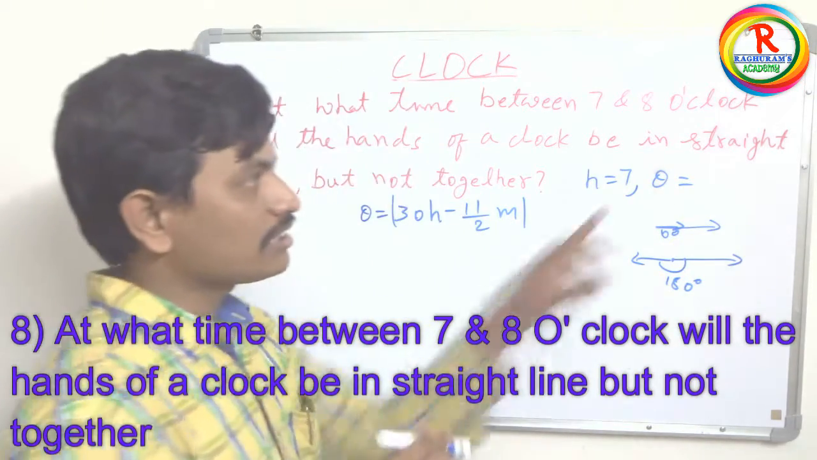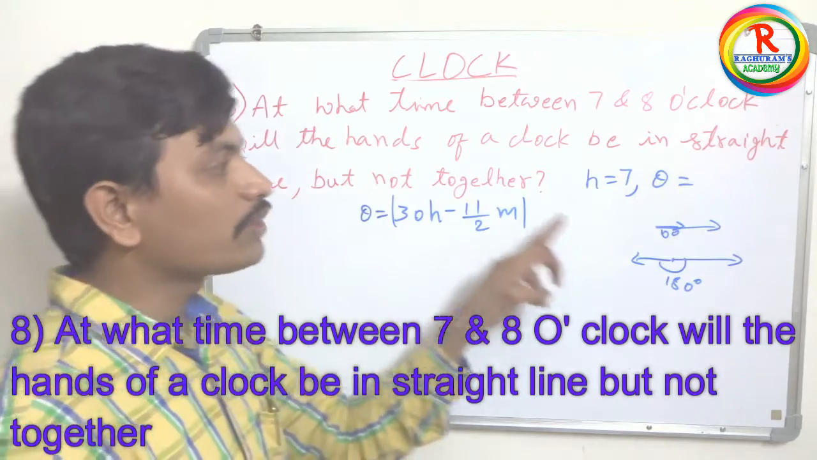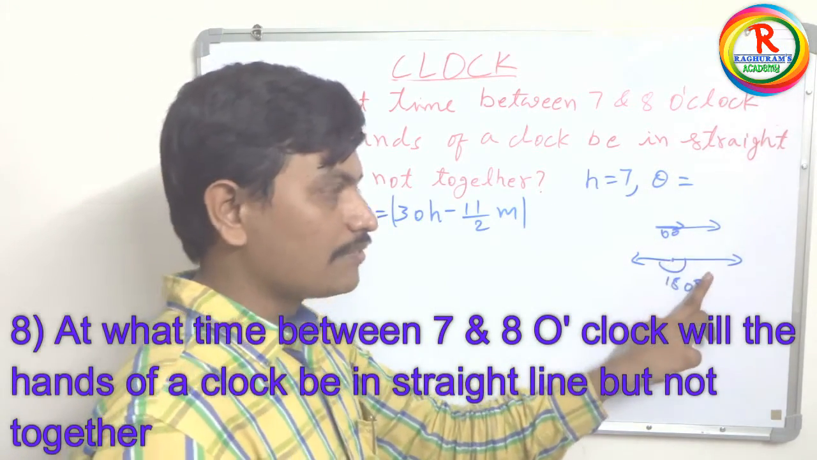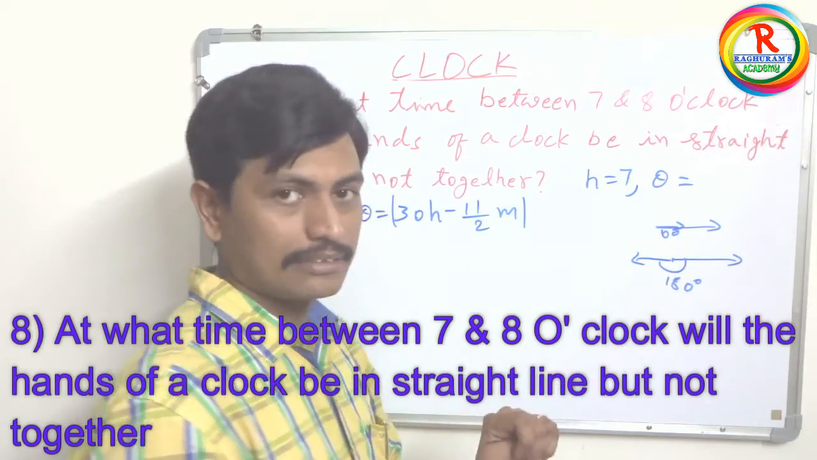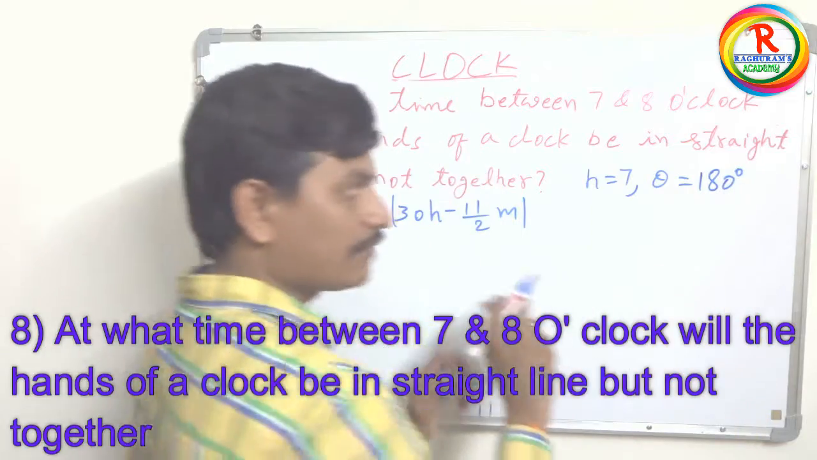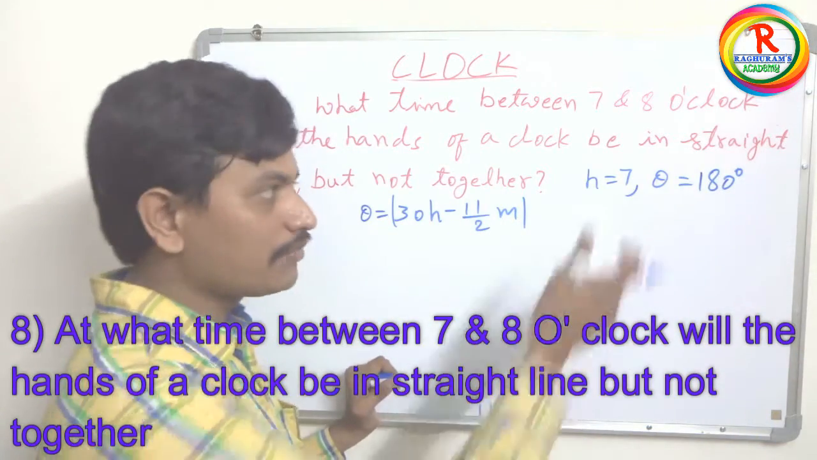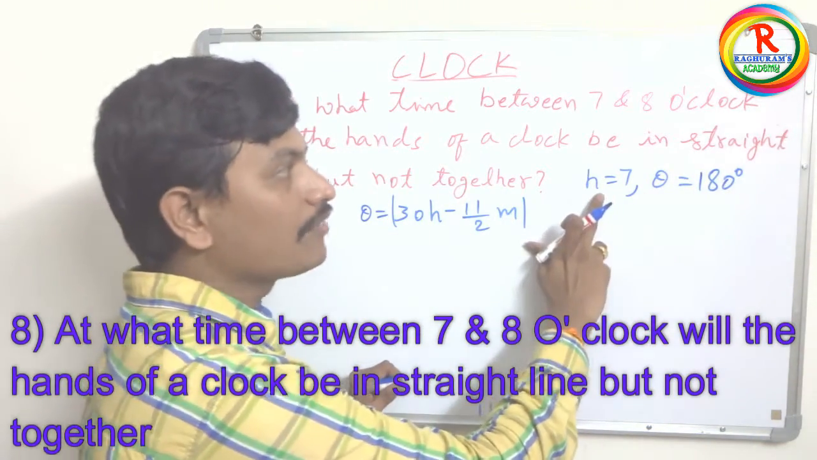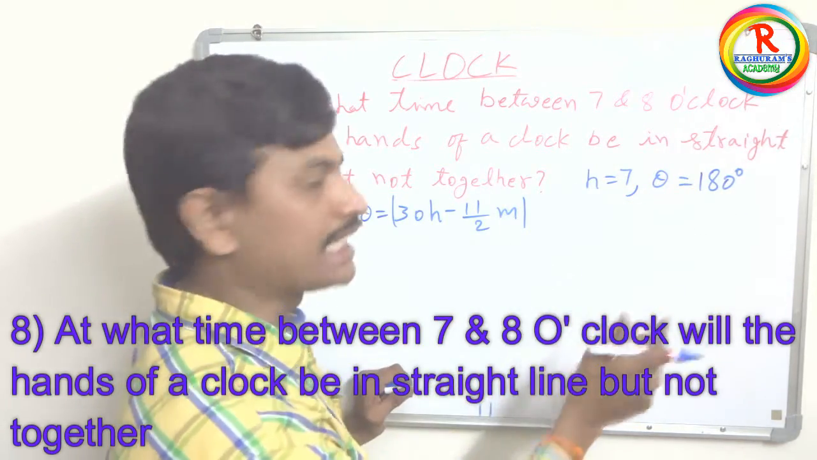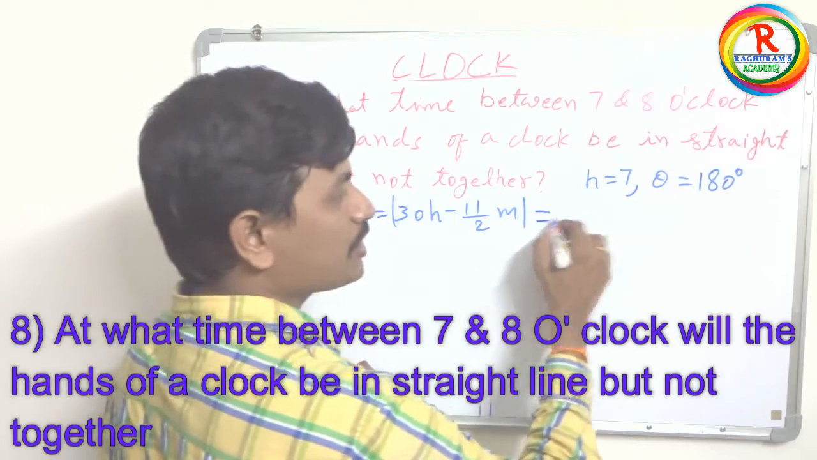Here what is asked? Straight line but not together. If it is together, we take theta equal to 0 degrees. If it's not together, we take 180 degrees. So the angle is 180 if it is a straight line but not together. So we take hour 7, with theta 180 degrees, and just substitute the modulus of.